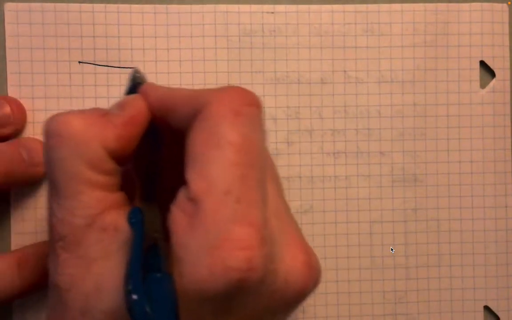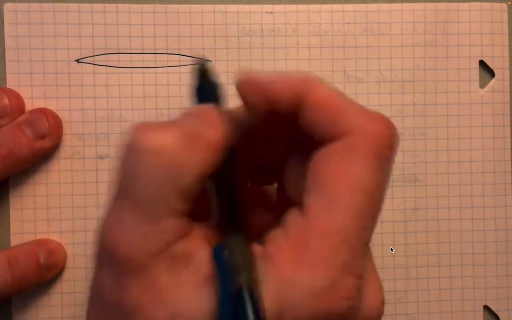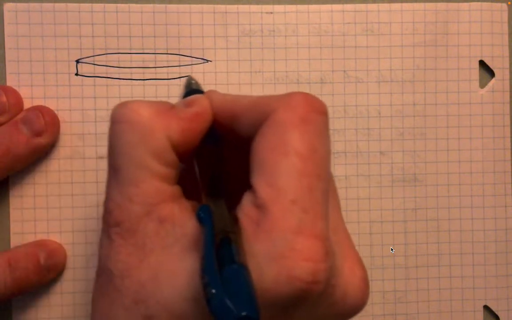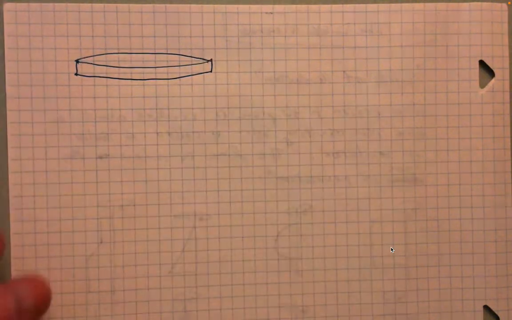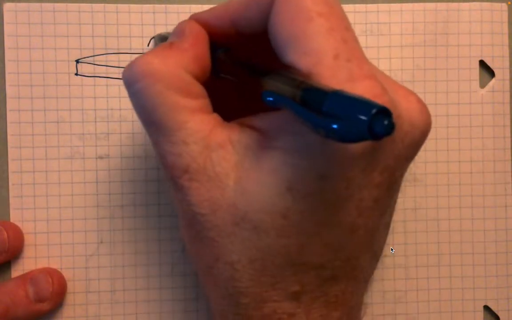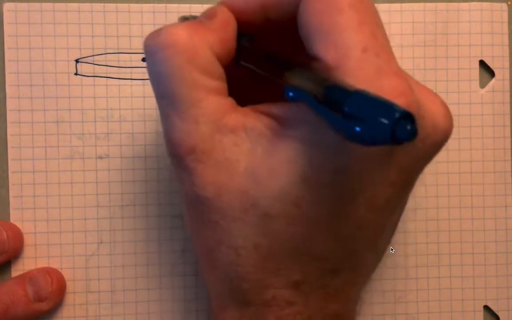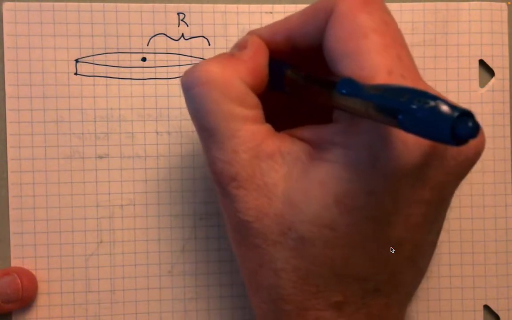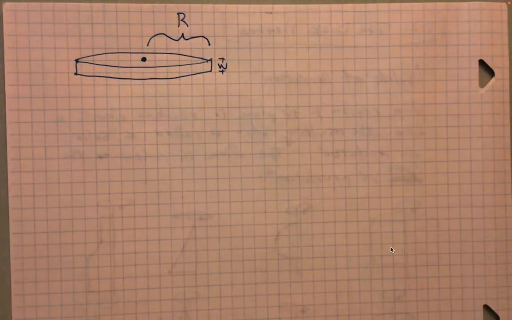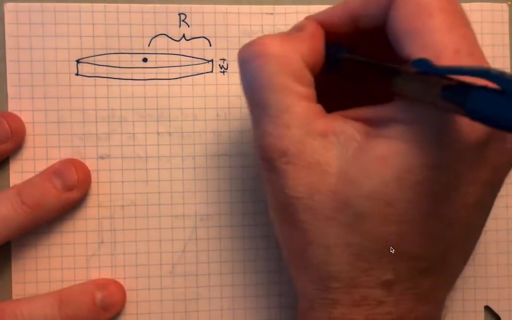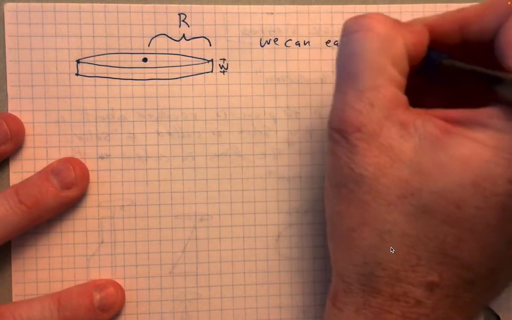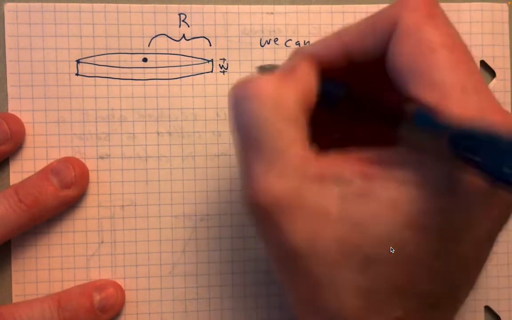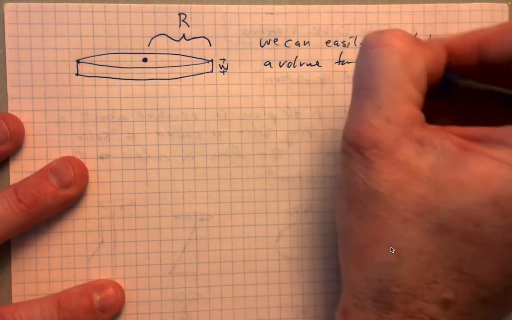I'm going to draw it on its side. So let's say it looks like this, right? And again, you're going to have this middle piece here, and that's going to correspond to some radius, which we'll call R, and then the thickness of the disc, which we'll call W. Okay. Now, a shape like this, we can easily calculate a volume for it, can't we? So we can easily calculate a volume for this shape.